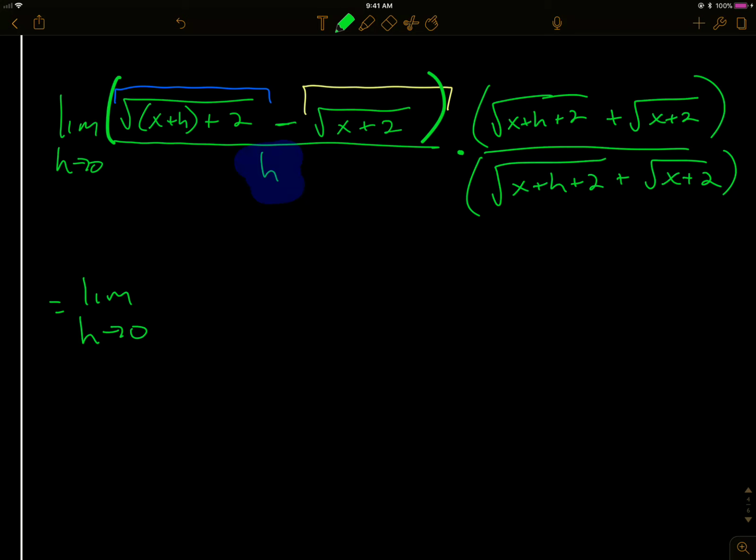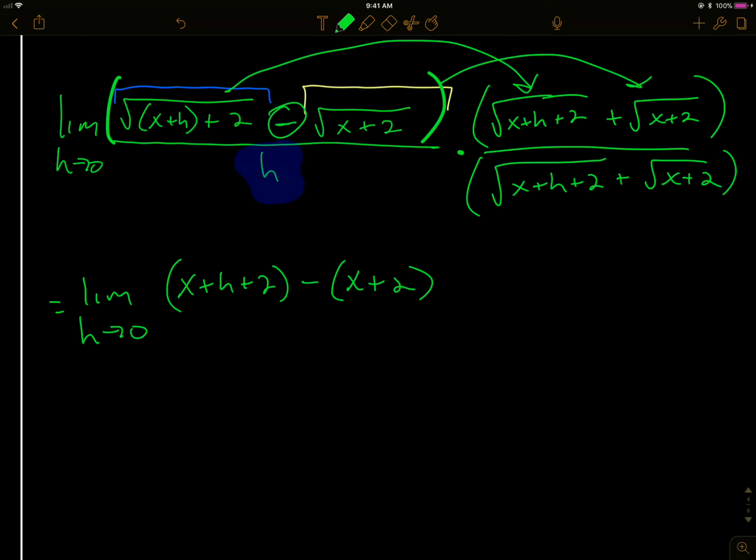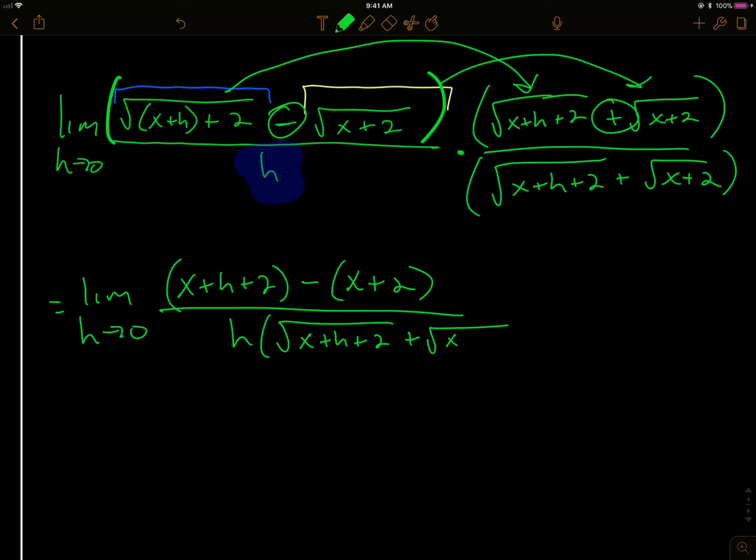When we multiply the conjugate pairs up top, I get x plus h plus 2 minus x plus 2. I multiply the first times the first, the square root just drops. The last times the last, the square root drops. But remember, it's a negative times a positive, so I get a negative. So that's what I get when I multiply the tops. On the bottom, I'm not going to multiply it out at all. I want to cancel that h, so I've got to leave it factored out front.